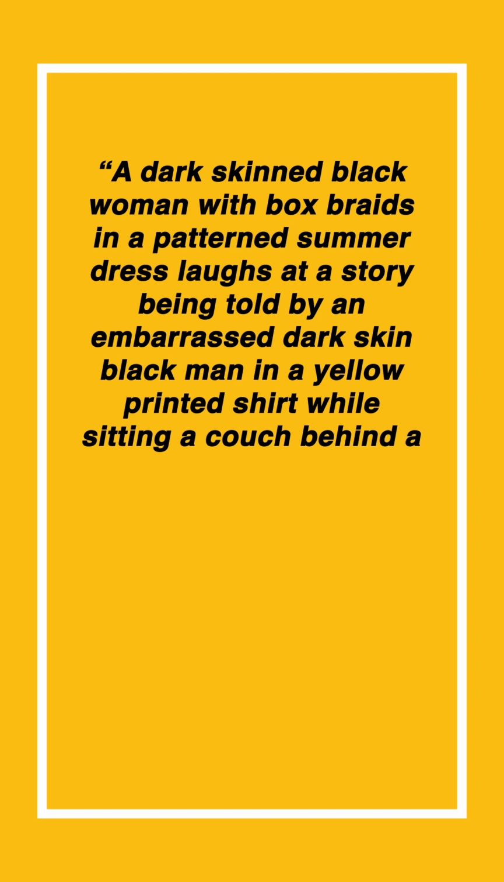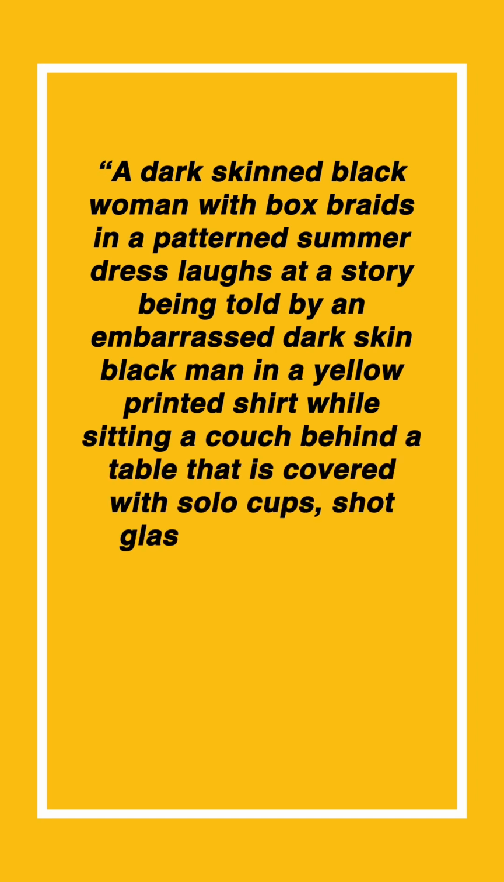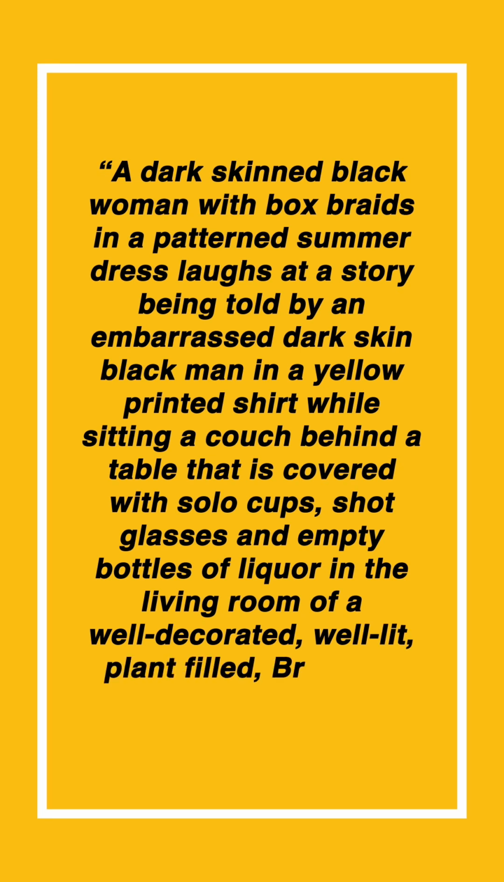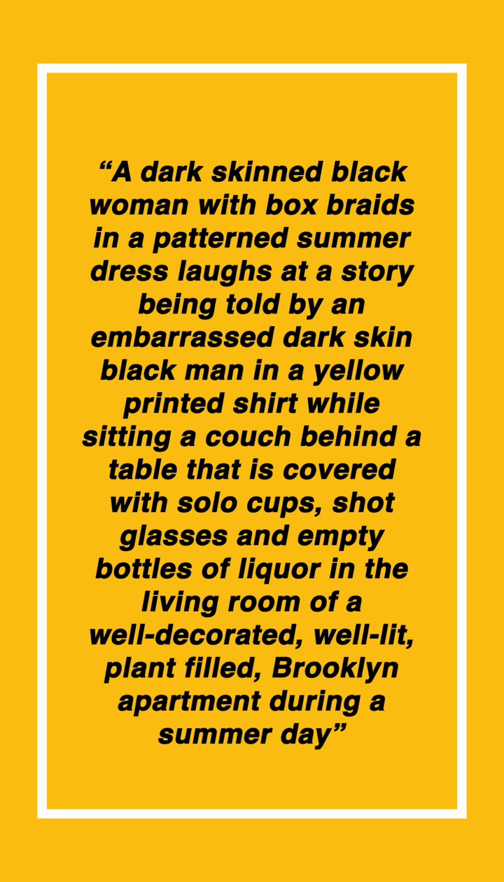This text prompt read, "A dark-skinned Black woman with box braids and a patterned summer dress laughs at a story being told by an embarrassed dark-skinned Black man in a yellow printed shirt while sitting on a couch behind a table that is covered with solo cups, shot glasses, and empty bottles of liquor in the living room of a well-decorated, well-lit, plant-filled Brooklyn apartment on a summer day."